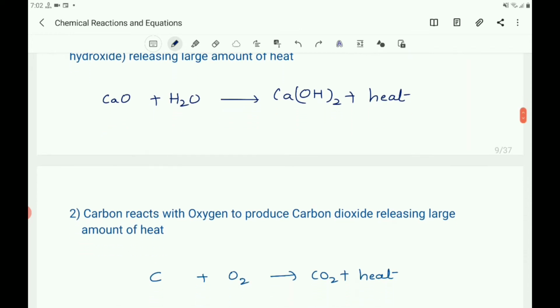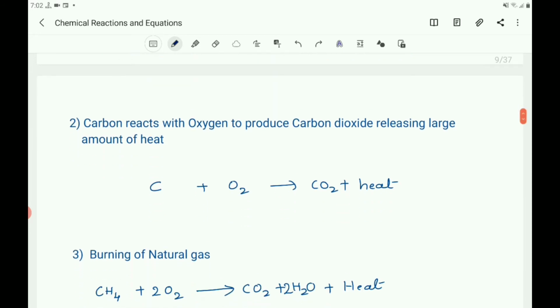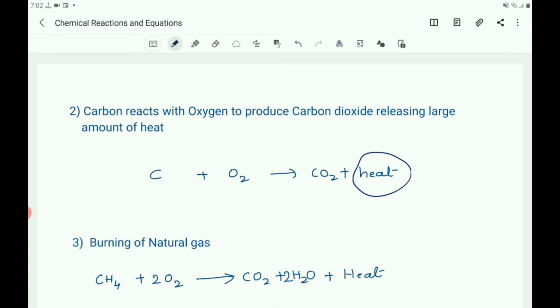Next, carbon reacts with oxygen to produce carbon dioxide, releasing a large amount of heat. This is also an exothermic reaction. Carbon reacts with oxygen. The product is carbon dioxide, and heat is also liberated in this reaction. So it is an exothermic reaction.